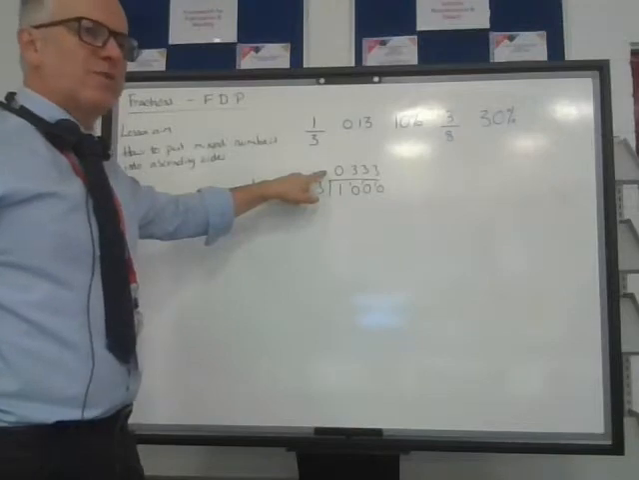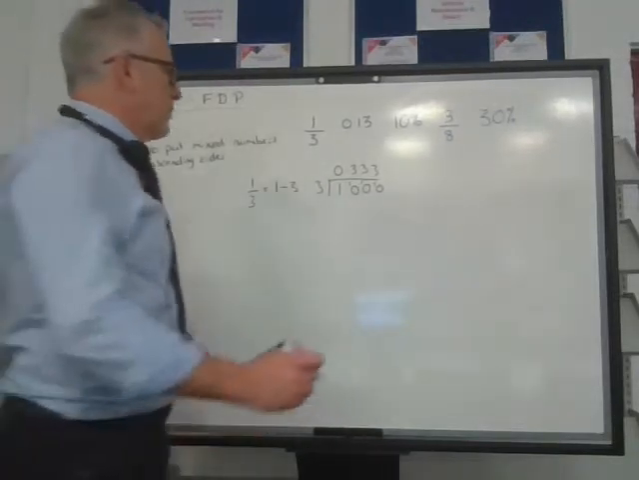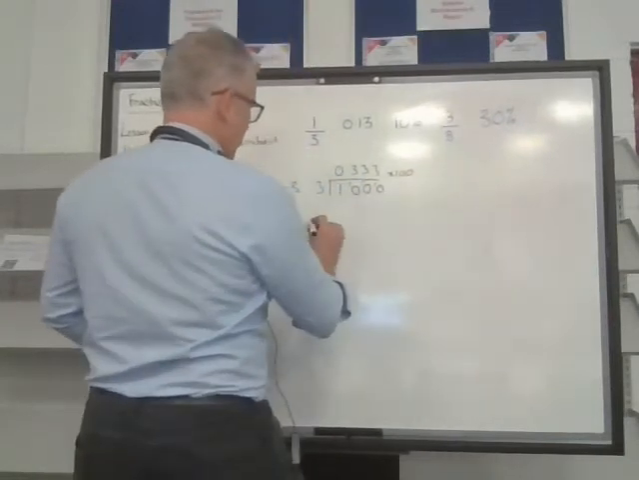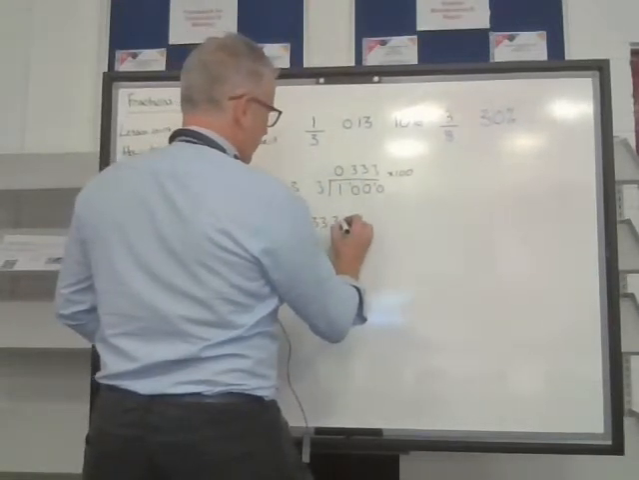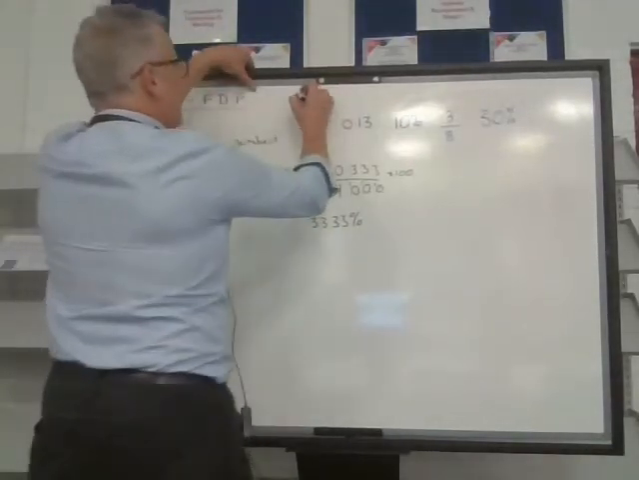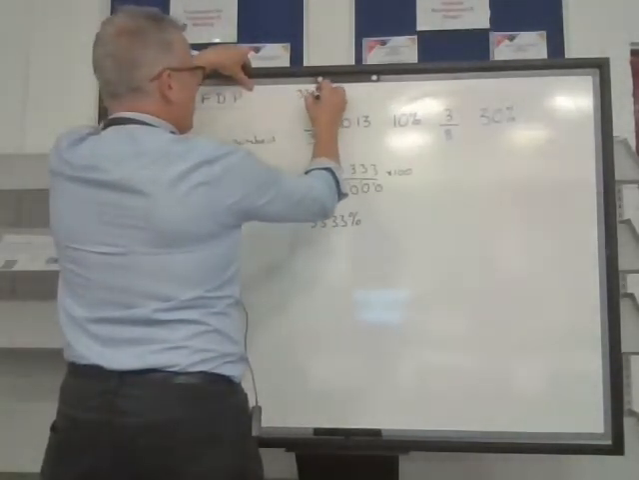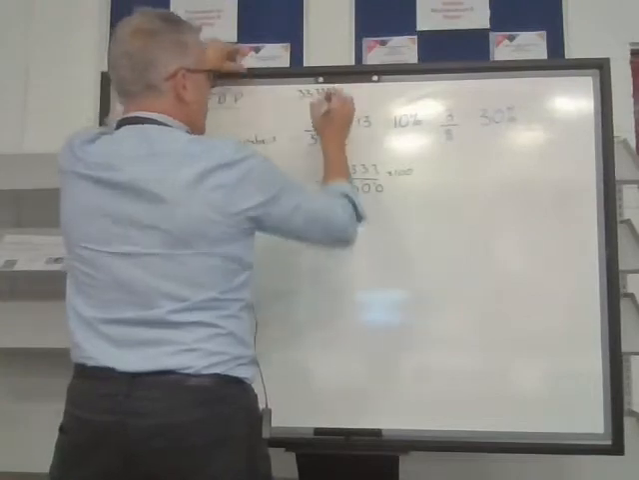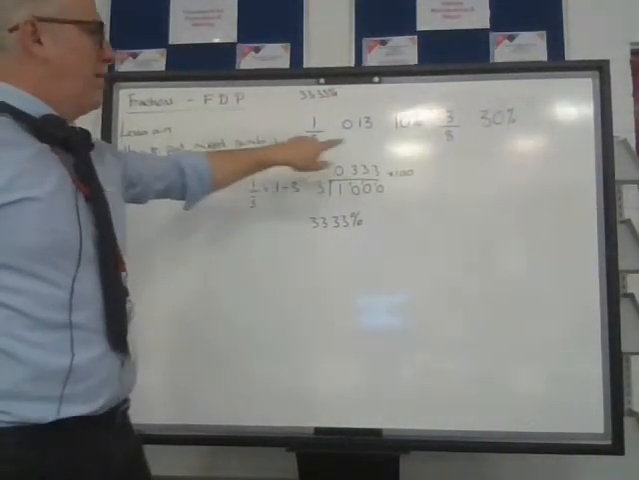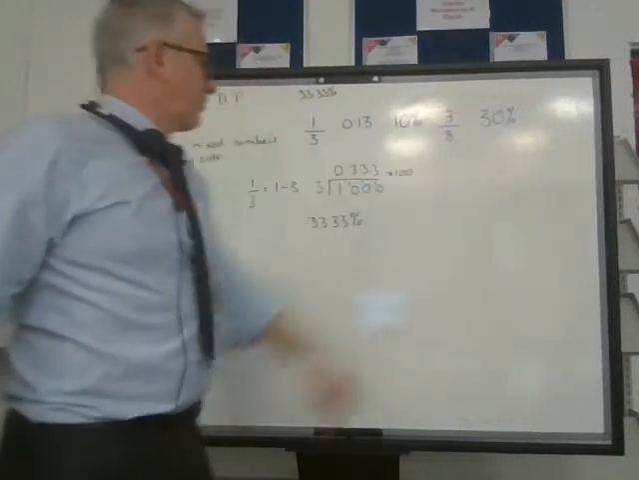Now let's turn that decimal into a percentage. To do that, we're going to multiply it by 100. So that's going to give us 33.33%. We turned a third into a percentage. Now, clearly, a third is bigger than 30%.